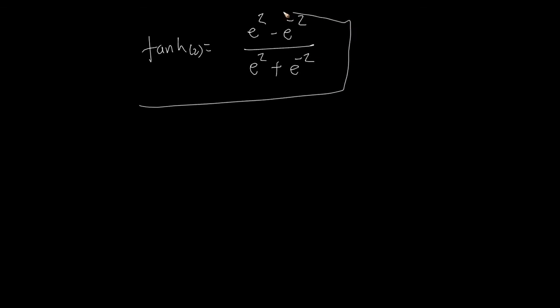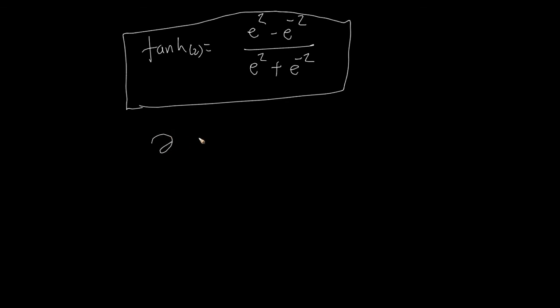Another activation function is called tanh. So tanh of z is equal to e power z minus e power minus z, divided by e power z plus e power minus z. So this is the tanh activation function, the formula for the tanh activation function.